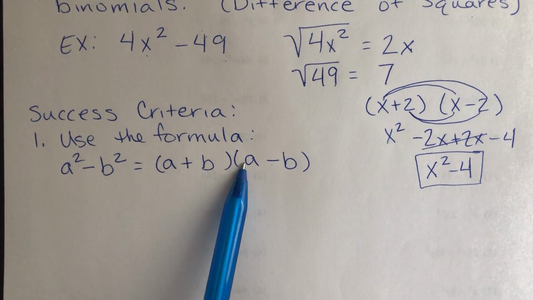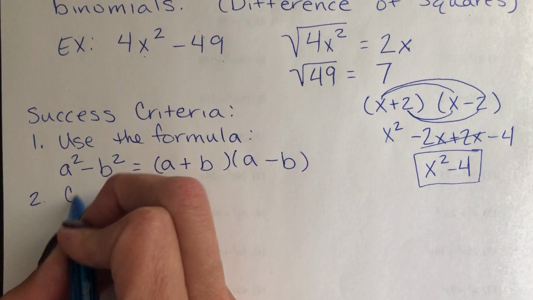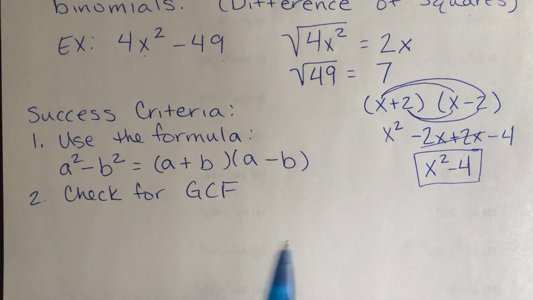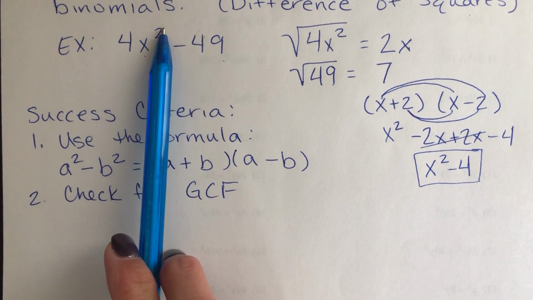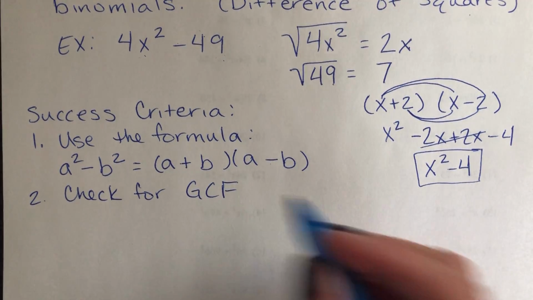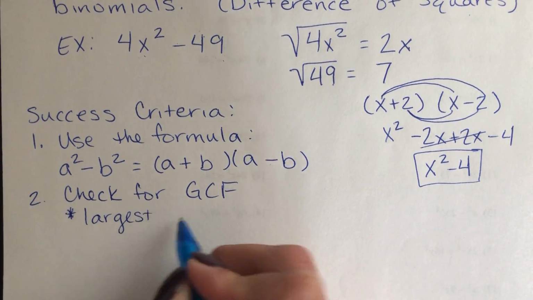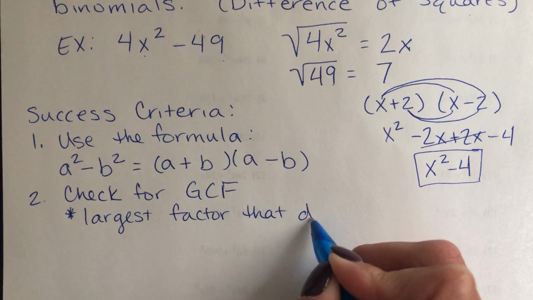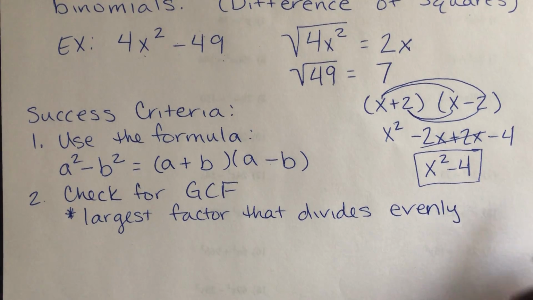So we're going to apply this formula to this problem. Step 2, you always need to check for a GCF. GCF stands for greatest common factor. I'm going to look at each of these terms, 4x squared and 49, and see if it has a greatest common factor. The greatest common factor is the largest factor that divides evenly into each term.